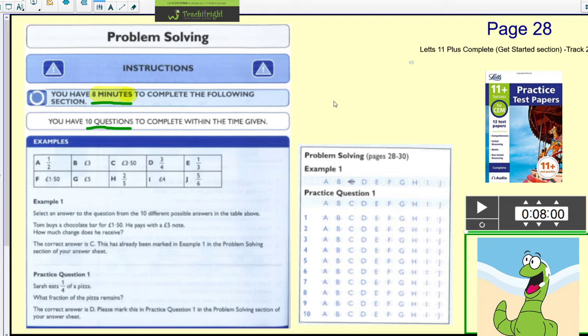£3.50. D. 3/4. E. 1/3. F. £1.50. G. £5. H. 2/5. I. £4. J. 5/6.